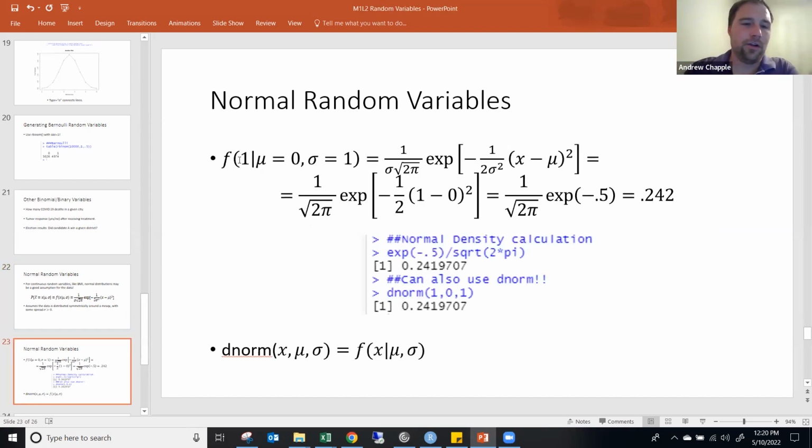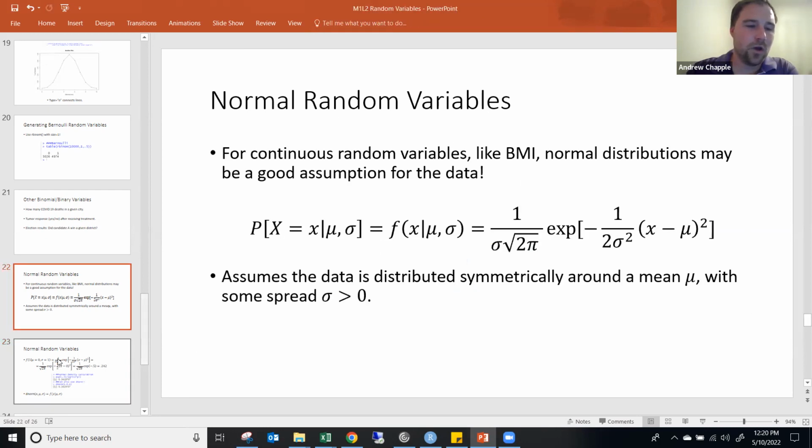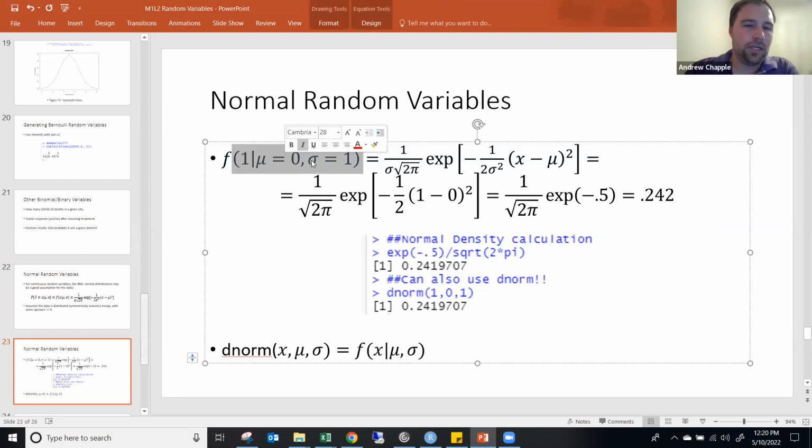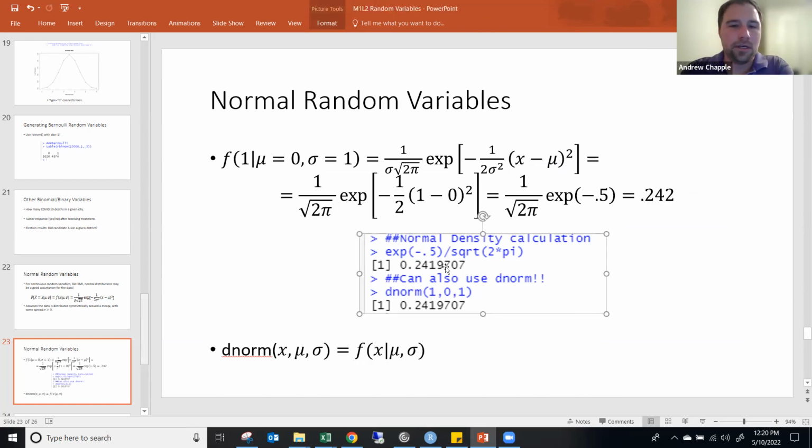So, normal random variable, what if I want to estimate this quantity? What's the probability of observing x equals 1 given mu equals 0 and sigma equals 1? Well, this is my PDF here. All I need to do is, for every sigma spot, I plug in a 1, for every mu spot I plug in a 0, and for every x spot I plug in a 1. So if I just do the math, I get 0.252. You can see that here as well.